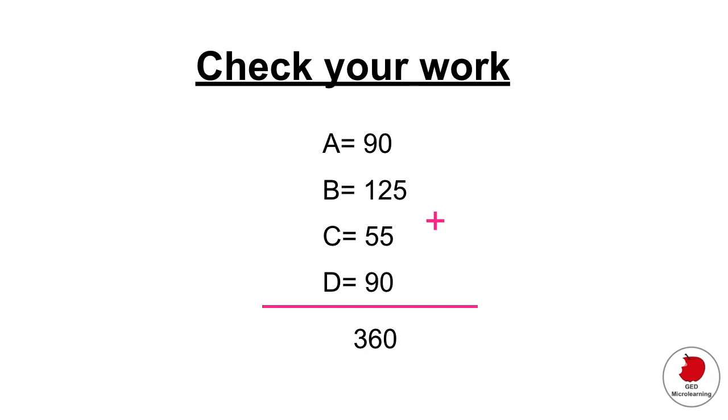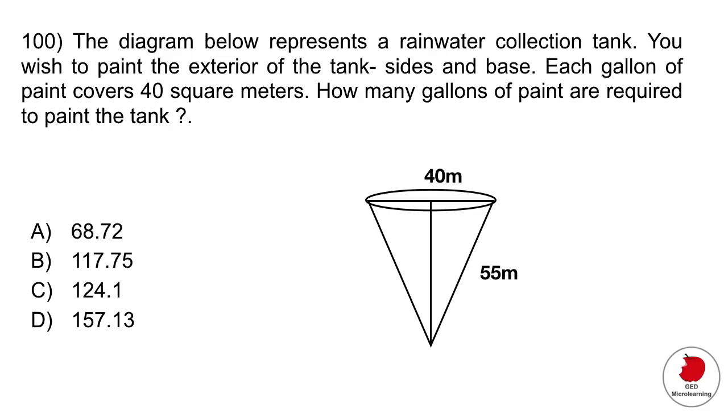All right, and finally, we get to question 100. The diagram below represents a rainwater collection tank. You wish to paint the exterior of the tank, so basically the sides and the base. Each gallon of paint covers 40 square meters. How many gallons of paint are required to paint the tank?